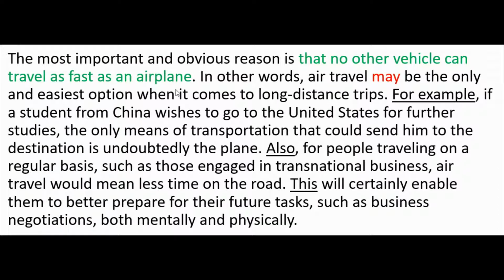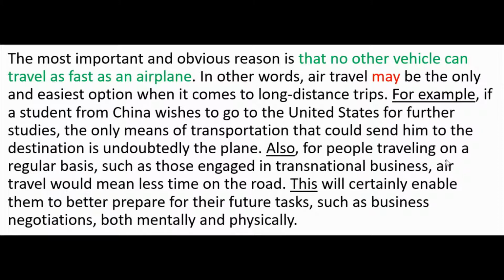Okay, so here is the first body paragraph. "The most important and obvious reason is that no other vehicle can travel as far as an airplane. In other words, air travel may be the only and easiest option when it comes to long-distance trips. For example, if a student from China wishes to go to the United States for further studies, the only means of transportation that could send him to the destination is undoubtedly the plane.